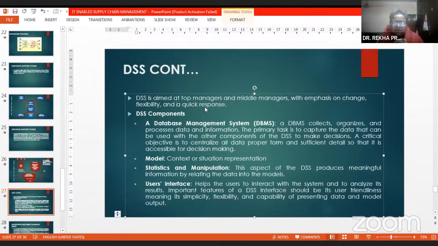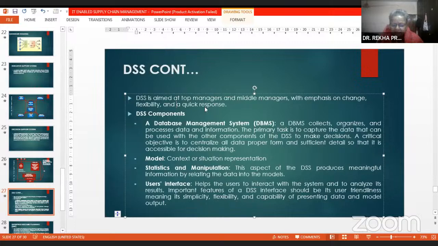So here the decision support system is aimed at top managers and middle managers, with emphasis on change, flexibility, and quick response. The DSS components are, first, a database management system. A DBMS collects, organizes, and processes data and information. The primary task is to capture the data that can be used with the other components of the DSS to make decisions. A critical objective is to centralize all data in proper form and sufficient detail so that it is accessible for decision making.